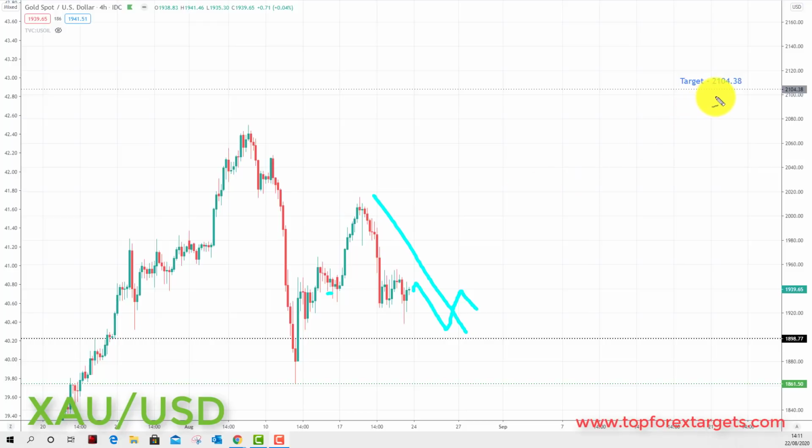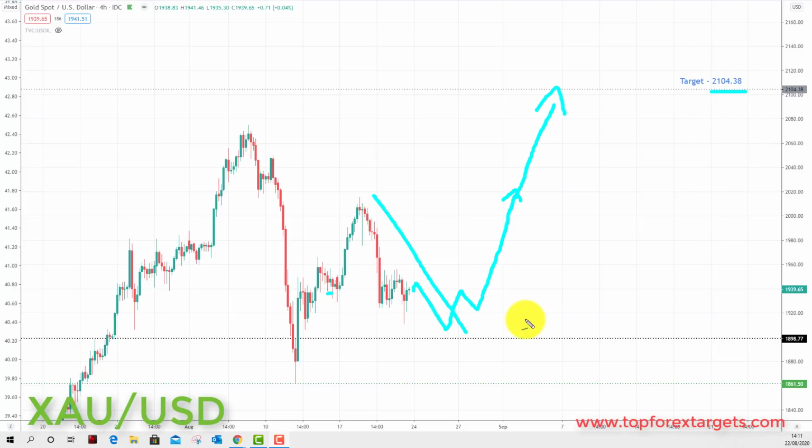So the overall key area of resistance and our major target is the 2104, but this may take a couple of weeks. If you want a conservative target for next week, you can look for the highs over here or roughly the 2020. So the target we'll be looking for next week is a rally back up to new highs at the 2020.20. And if we can continue up from here, we're going to be looking up towards the next key area of resistance to the upside, and the overall major target at the 2104.380.